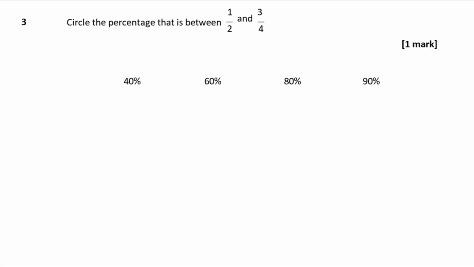Well, a half as a percentage is just a fraction over 100, so I can rewrite this as a fraction over 100. Now, 2 goes into 100 50 times. So if I multiply the top up by 50 as well, I'm going to get 50 over 100, which is the same thing as 50%. So half is 50%. What about 3/4?